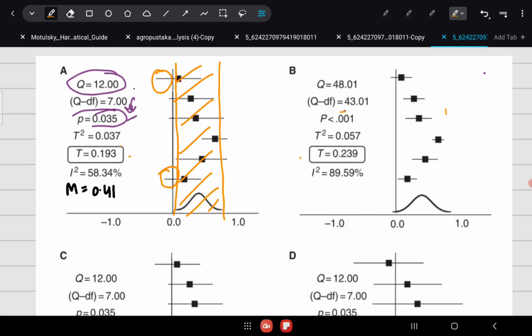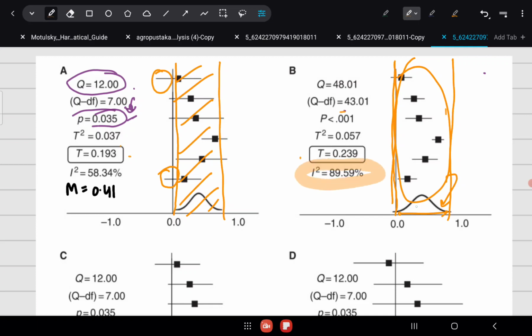But in B, if you make a line here, this is the 95% CI, this is the 95% CI for the true effect size, then you will see that most of the variation that you are seeing is accounted for by nothing but the variation in the true effect size. So that is the concept of I-square statistic. You can see that 89% of the variation is due to true effect size variation, and the rest of the variation is due to random error.